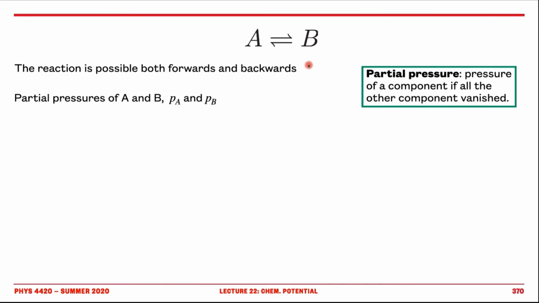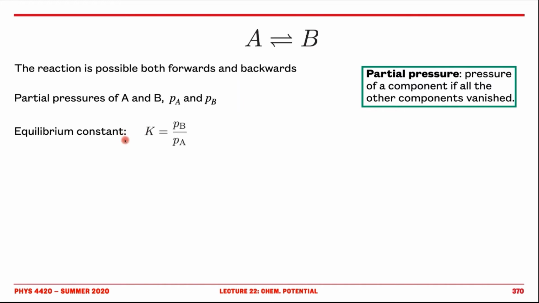Okay. So let me introduce a notion that you may have forgotten from basic chemistry. We are talking about the partial pressures of A and B, PA and PB. The partial pressure of a component is the pressure it would have if all of the other components vanished. In other words, imagine that there is only A in a container, and then you look at the pressure of A. Even though A and B are together, the partial pressure is like this. And of course, the sum of the partial pressures will be the total pressure.